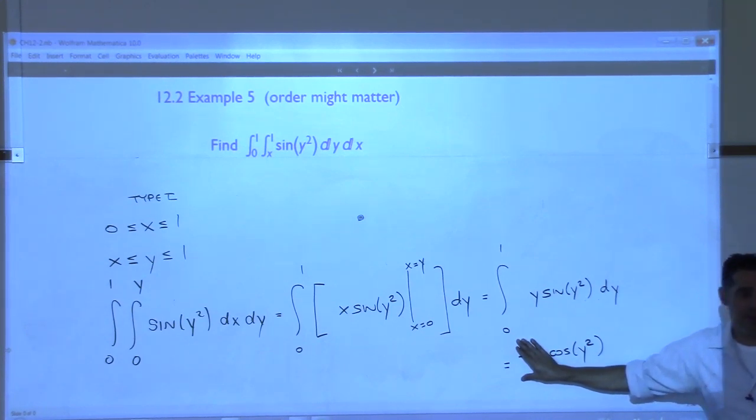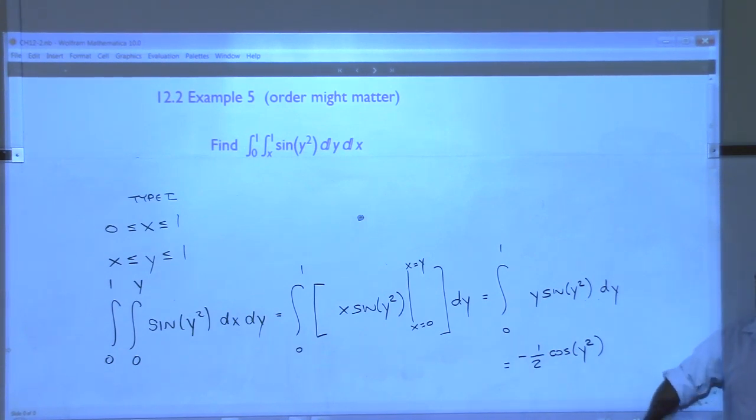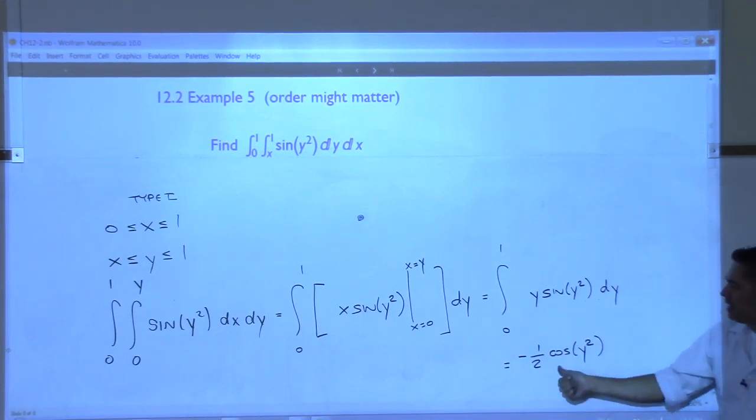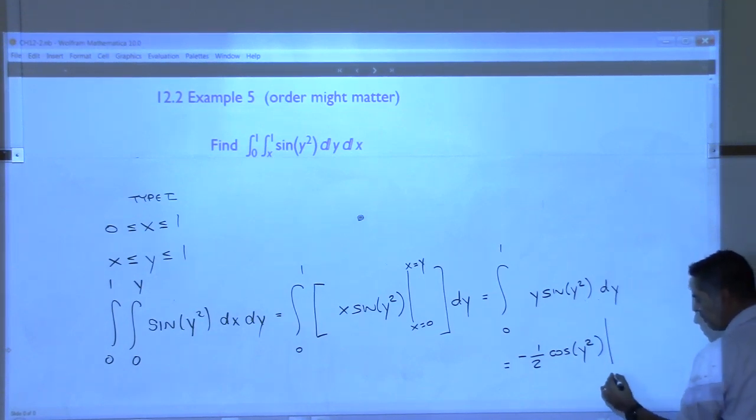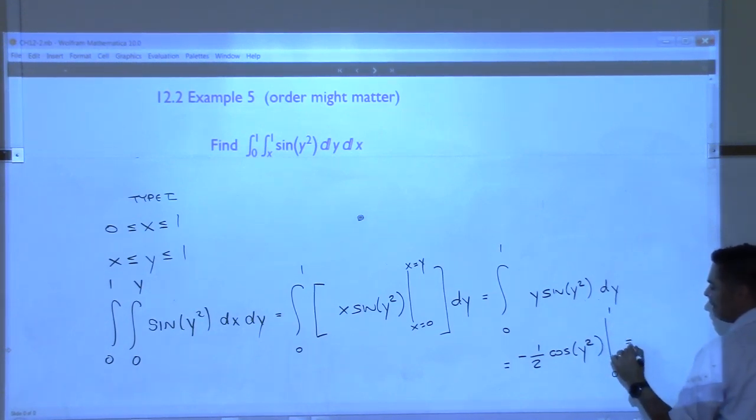Negative sine of y squared? Yes, times 2y, chain rule. So if I hit that with a negative 1/2, I should get back to this. All right, so this is the antiderivative of this. But we're going to evaluate that at y equals 0 to 1.